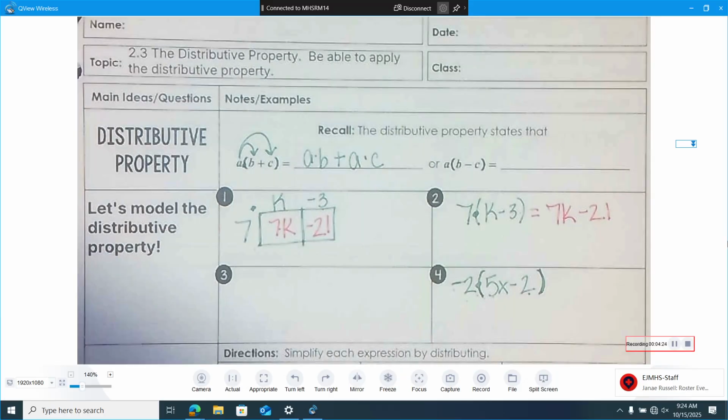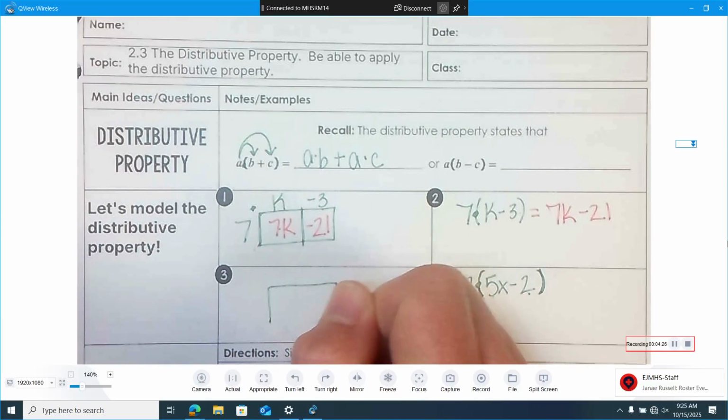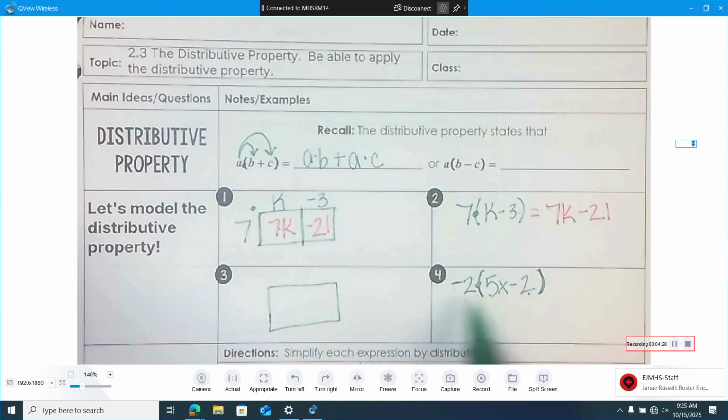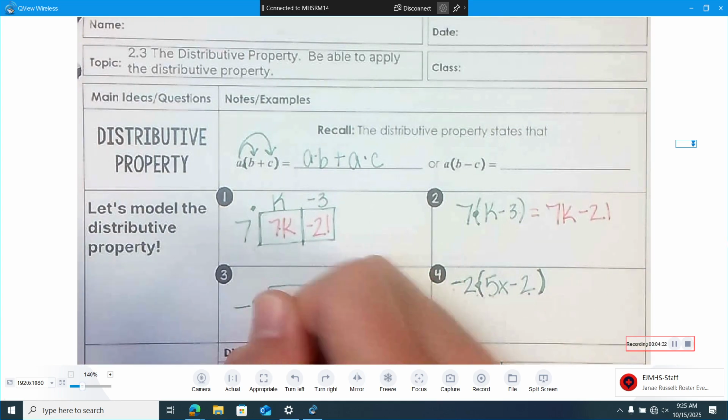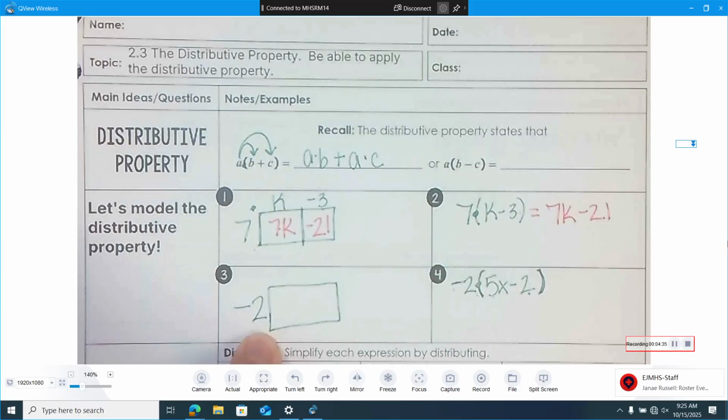All right. So again, we're going to just make a little rectangle to model this distribution here. And so we have negative 2. That's going to go on the width of my box here. And then what should go along the top of my box?